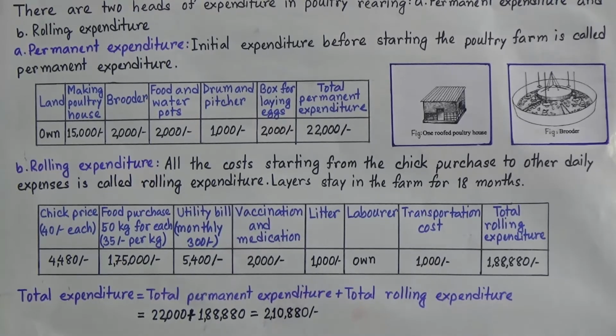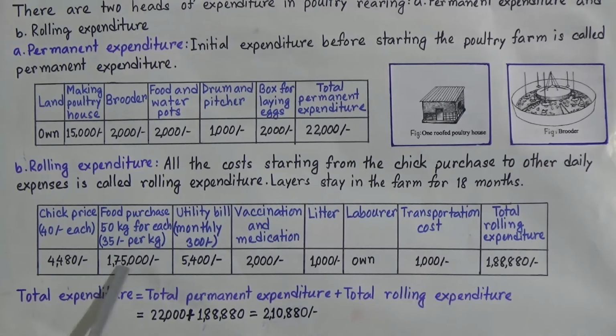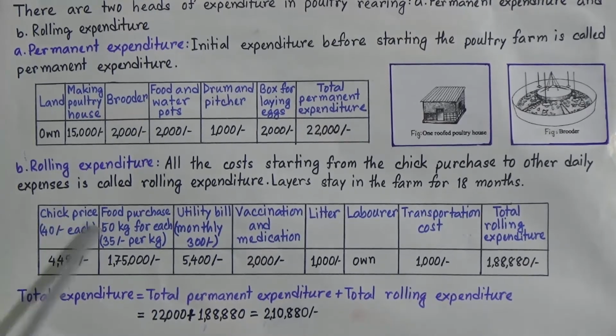So we will calculate the rolling expenditure, keeping in mind that these chickens will be in our farm for 18 months. And now look, there is also a table to calculate rolling expenditure. At first we will write the chick price, and each chick price is 40 taka. It can be 20 taka, or 30 taka, or 50 taka. So whatever is needed, you will just write here.